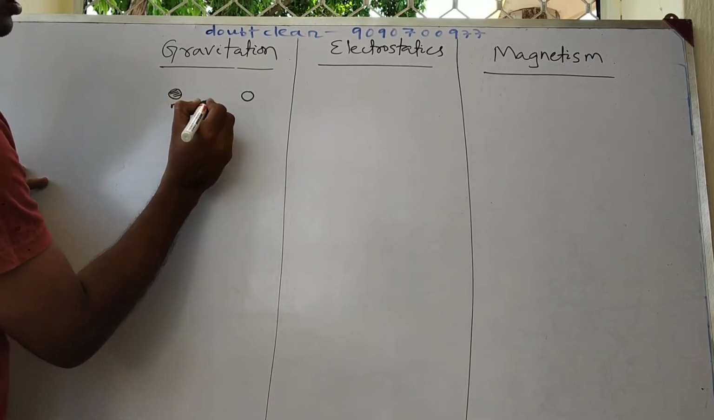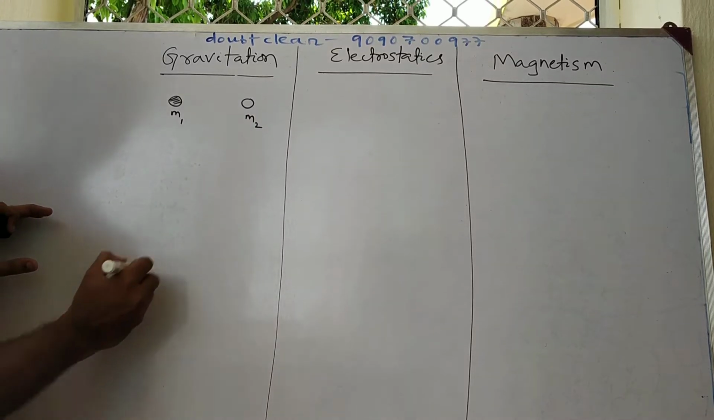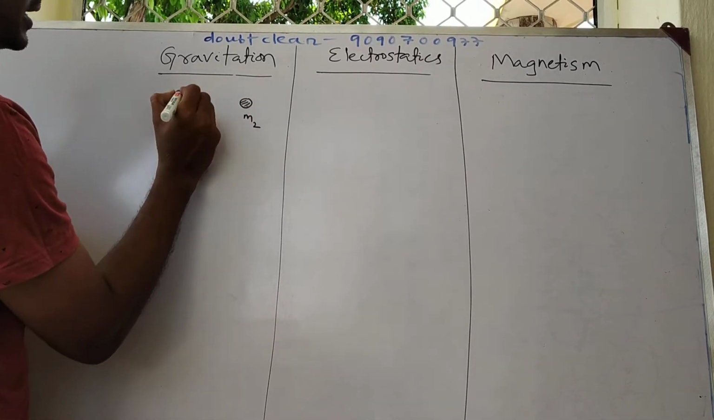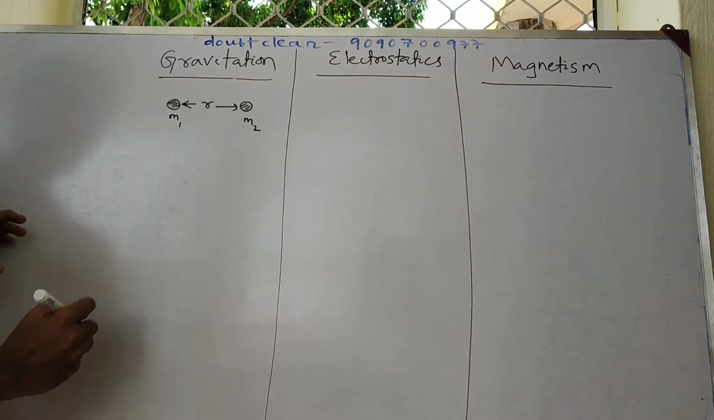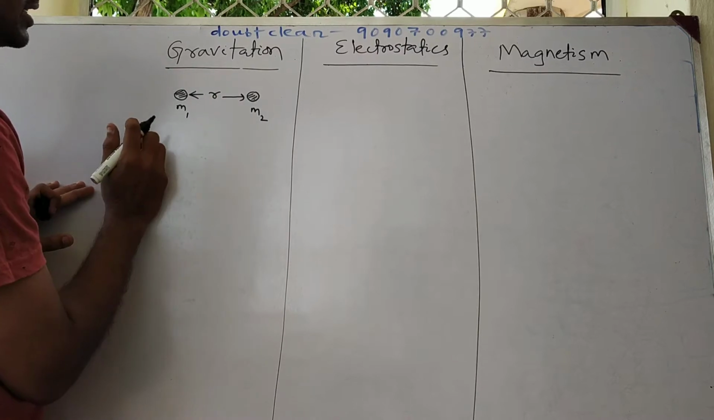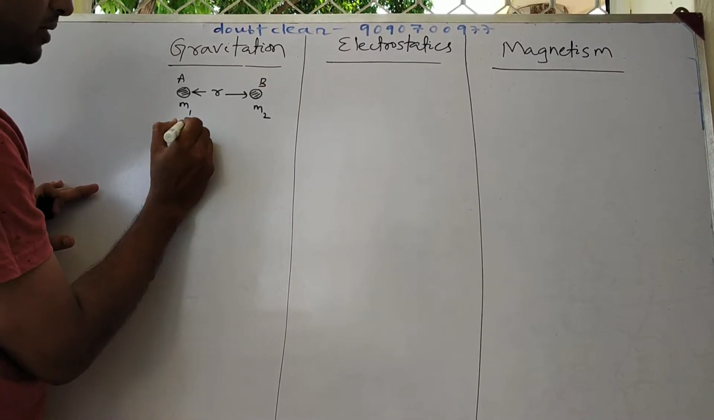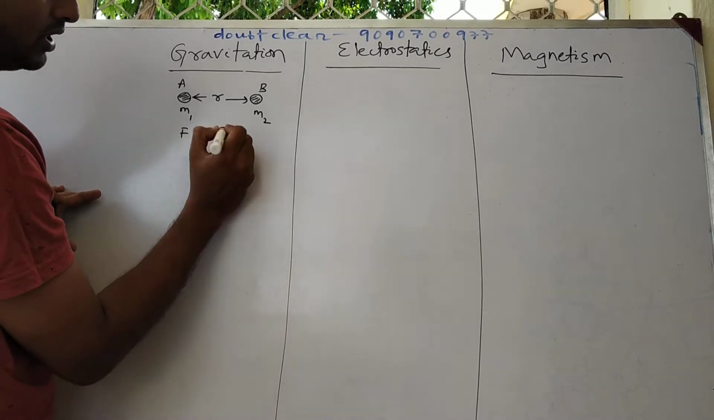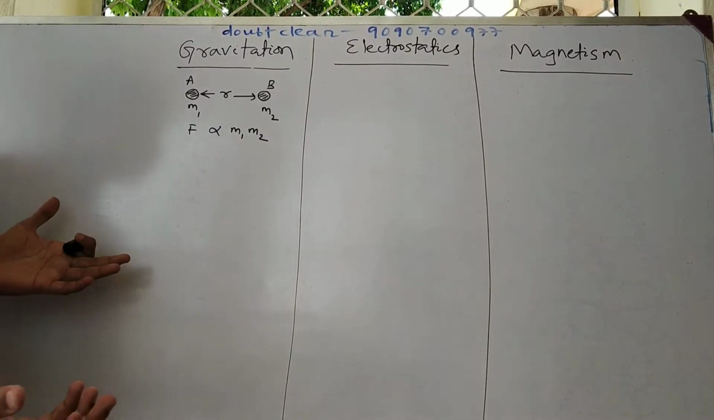Let us consider two masses m1 and m2 separated by a distance r apart. So the gravitational force of attraction between these two masses, let's say mass A and mass B, will be directly proportional to the product of their masses. This is the famous Newton's law of gravitation.